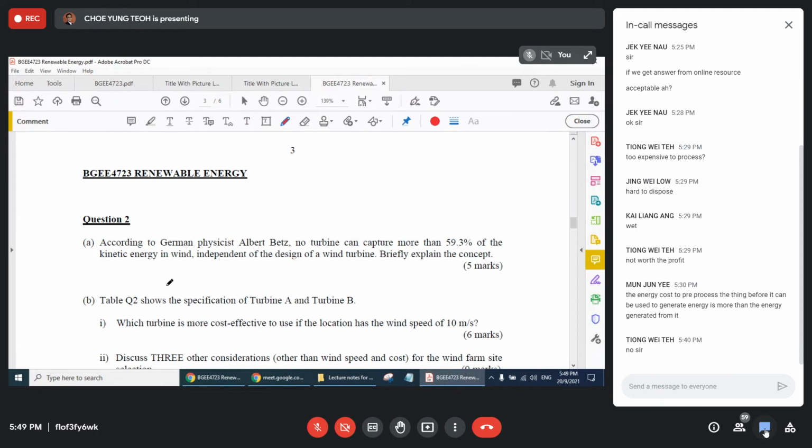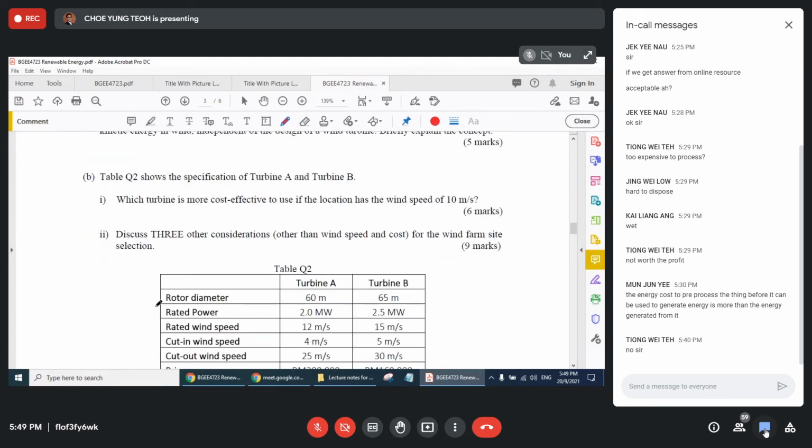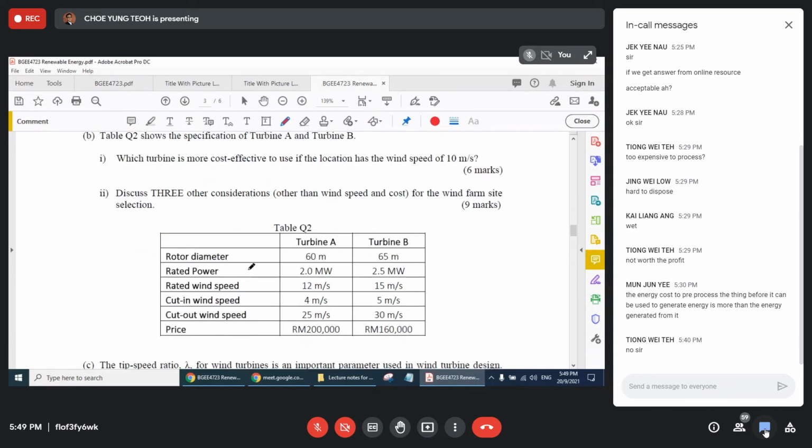Then look on to question B. Which turbine is more cost effective to use if the location has a wind speed of 10 meters per second? Okay, you can see that turbine A and turbine B, they have different rated wind speed. Rated wind speed means that at 12 meters per second, this turbine will give you the rated power of 2.0 megawatt. And same thing, at the wind speed of 15 meters per second, the rated power is 2.5 megawatt.